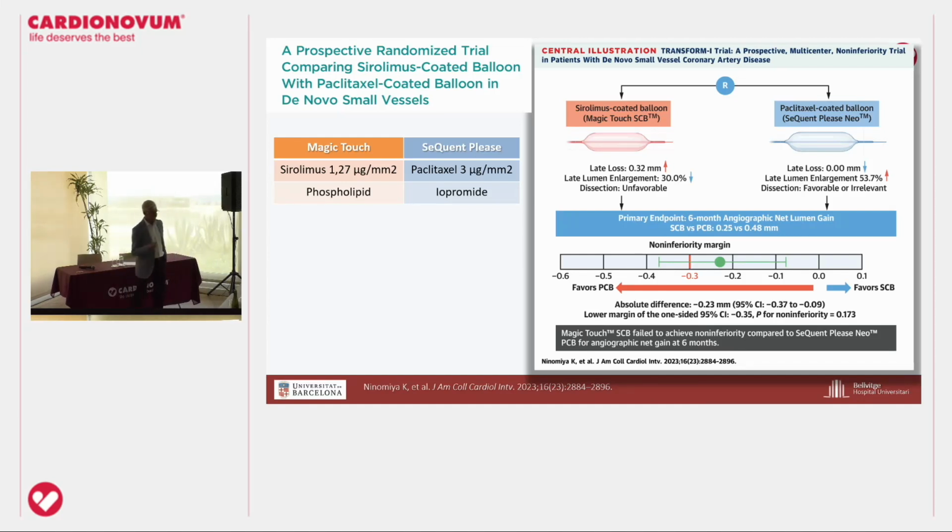Sirolimus is less effective from the angiographic point of view. In general, there is less anti-restenotic effect for sirolimus than can be shown with paclitaxel. The late loss in sirolimus with Magic Touch is 0.32, and the late loss for paclitaxel with Sequent Please was 0. So the anti-restenotic effect in terms of angiographic results is in general better for paclitaxel-eluting balloons. Probably there are other issues to take into account to decide these results.